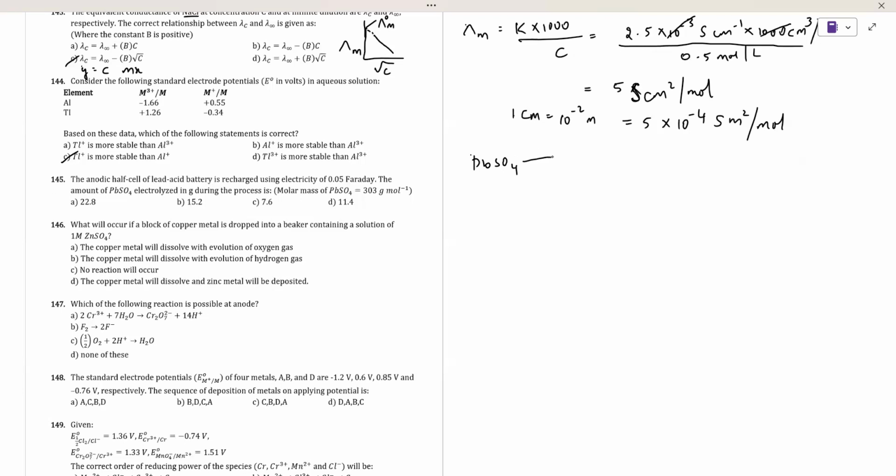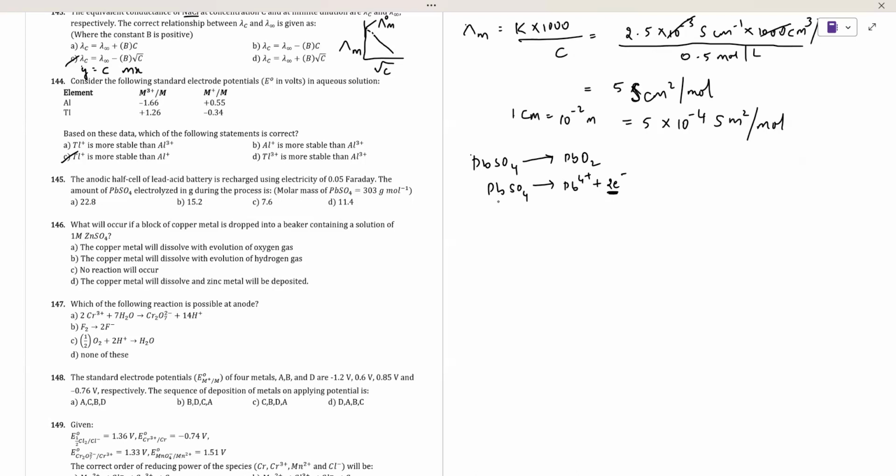Hence, when it is undergoing electrolysis, there will be formation of PbO2. Which means that PbSO4 is getting converted to Pb4+, and 2 electrons are involved for the conversion of Pb2+ to Pb4+. This is the reaction that can take place, and we can understand that 2 electrons are involved in this process, isn't it? Now, they are also asking for the amount of PbSO4 electrolyzed. So they want this total amount.